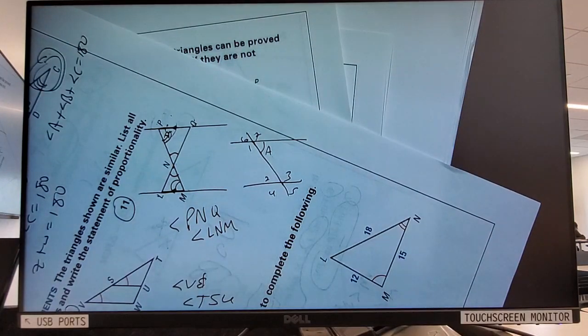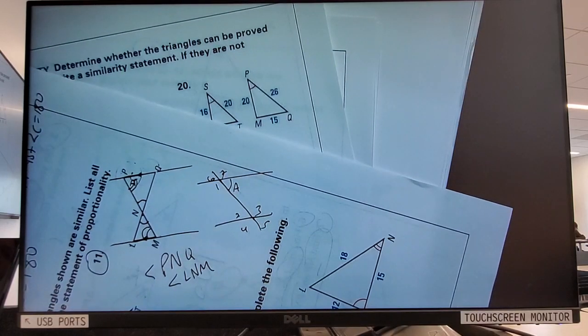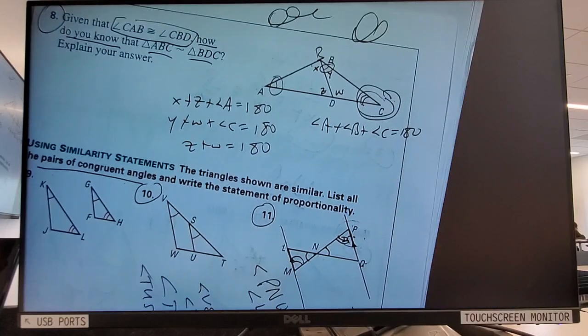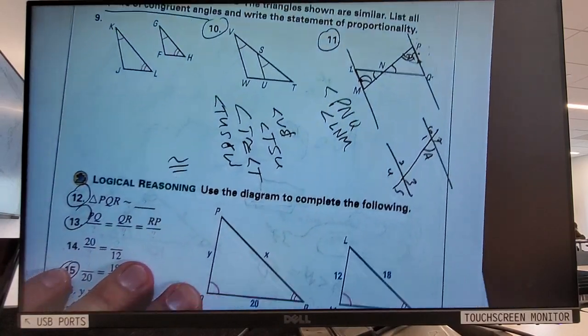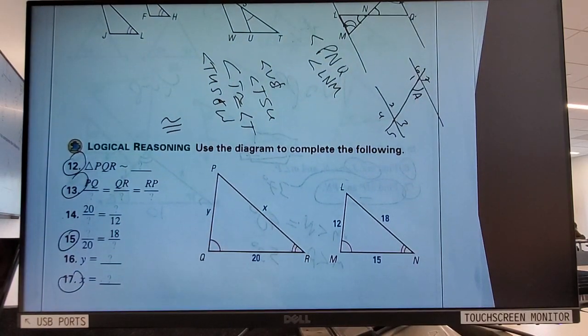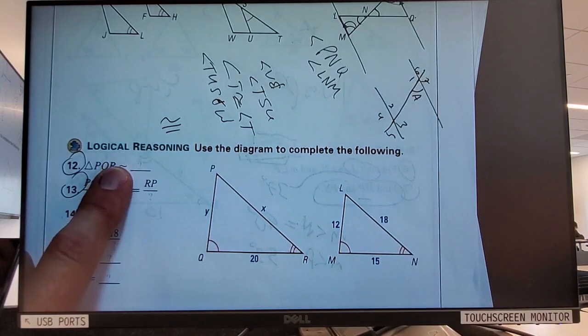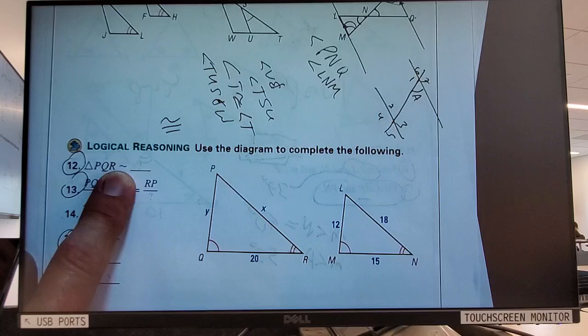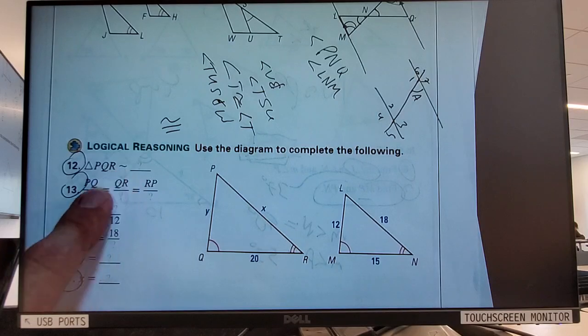So this problem was the reverse. I give you 2 angles that are similar. Can you just tell me what parts are congruent? Which angles are congruent? Okay. So number 12, remind me what that little symbol means. Similar.